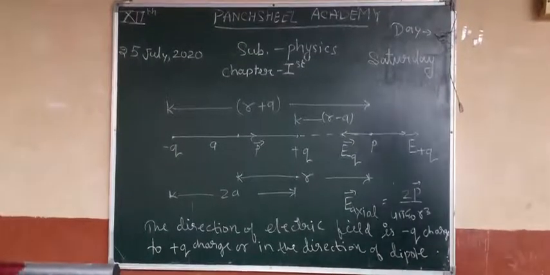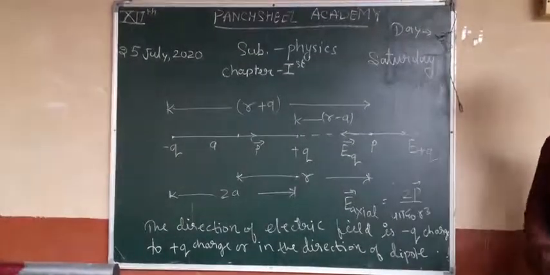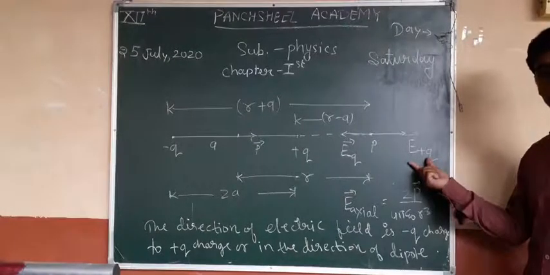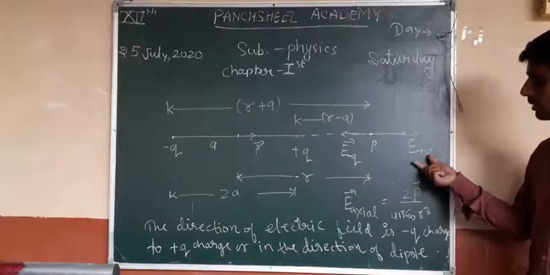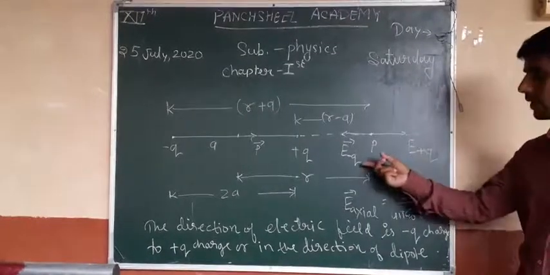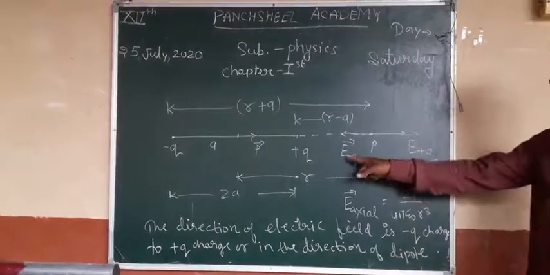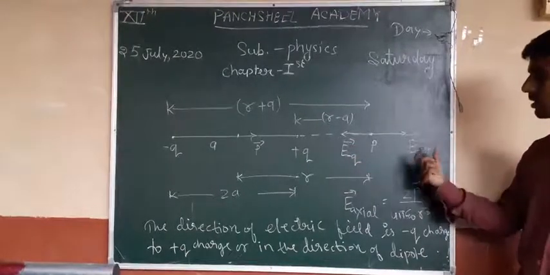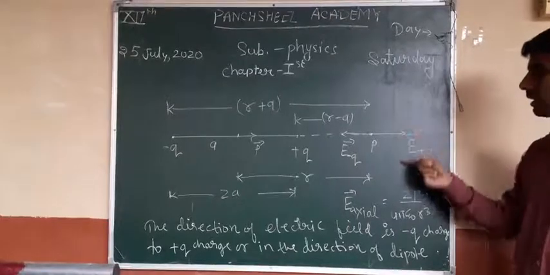This value of electric field is more, so this is the direction of electric field, and this value is less. Electric field due to minus q charge is less and this value is more, so the resultant of the electric field is in this direction.